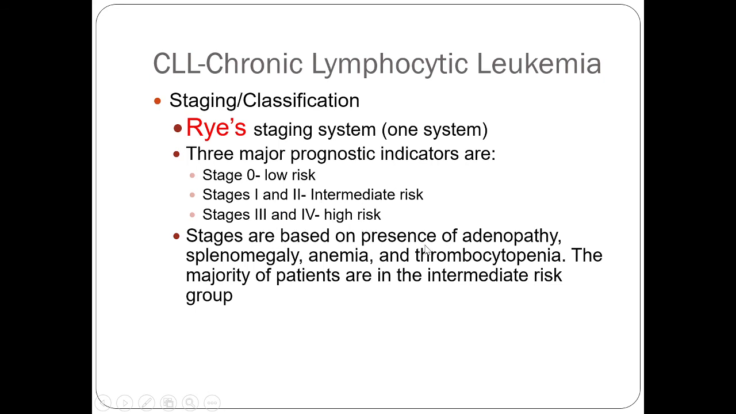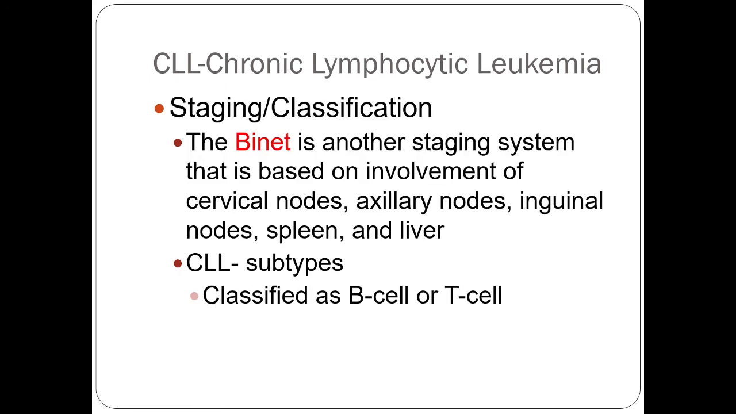Stages are based on the presence of the adenopathy, splenomegaly, anemia and the thrombocytopenia. The majority of the patients are in the intermediate risk group. Binet stage is another staging, is based on the involvement of the cervical lymph node, axillary lymph node, inguinal lymph node, spleen and liver. Subtype B cell and T cell.